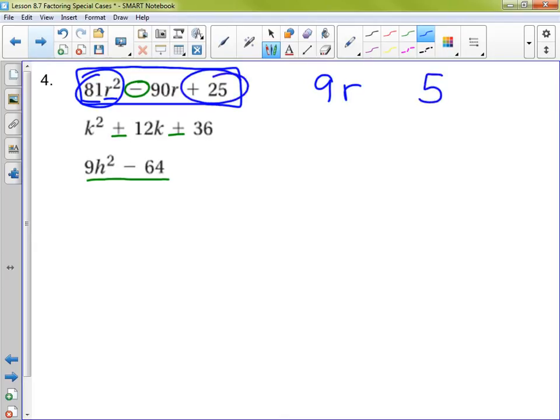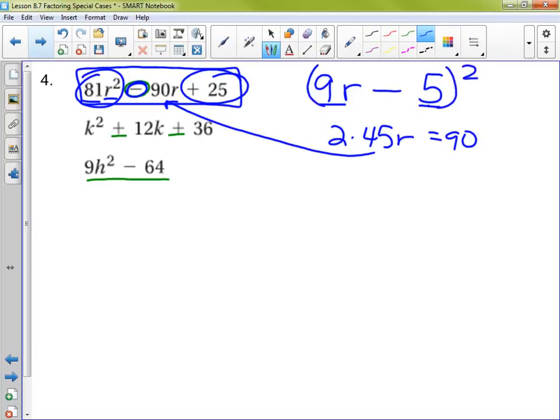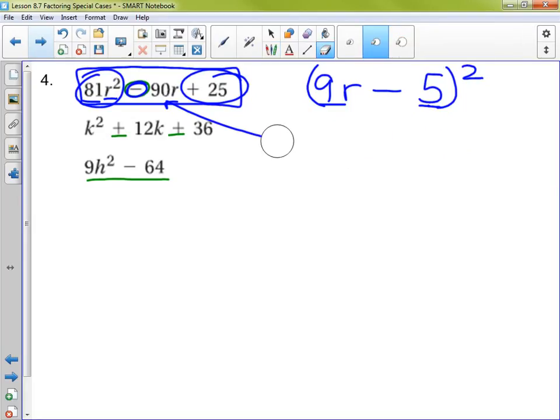Now, to know whether or not this is a special case, you should be able to square this 9r and get 81, and square this 5 and get 25, and then multiply 9r times 5 to get 45r, and then double it. If 2 times 45r equals the middle term, which it does, it equals 90r, then you know you have a special case. And because there's a subtraction here, this middle has to be minus, and that binomial is being squared. And that's the answer.